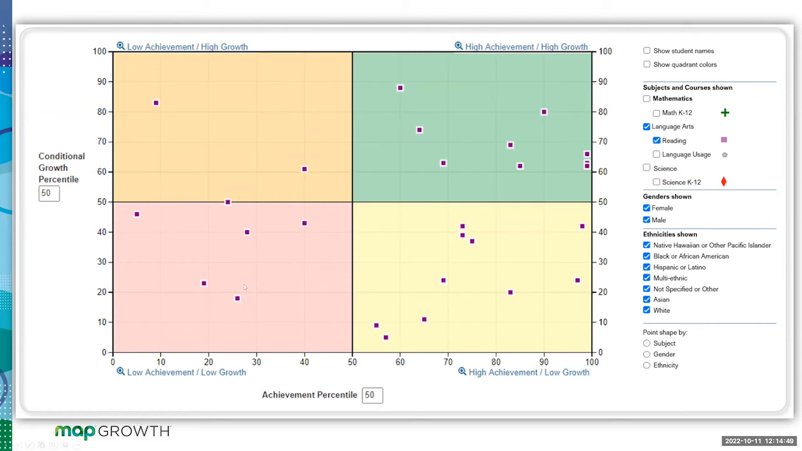This red box is those students that started at a low achievement percentile and they're not growing. So here are some of our friends probably with IEPs. So the questions are, what are the accommodations? Are the accommodations working? Do we need to talk to the special ed teacher and get more ideas for this student? Is this student in an intervention? Should they be in an intervention? Do we need to talk to the interventionist, which might be you also?